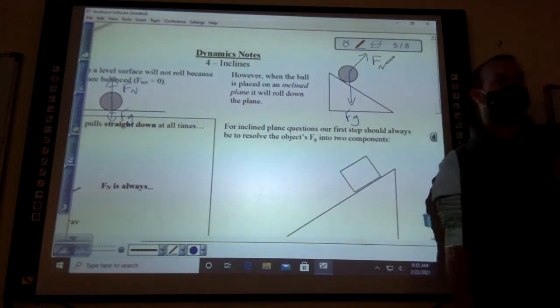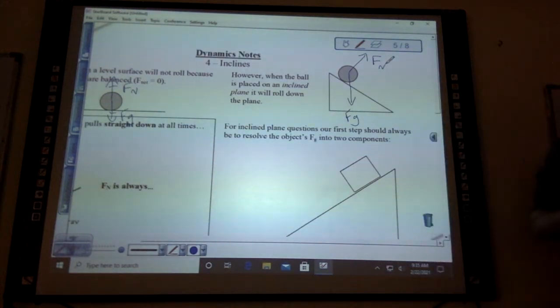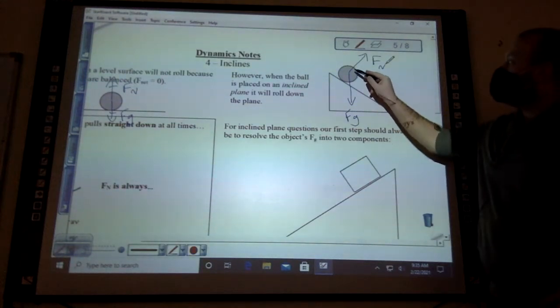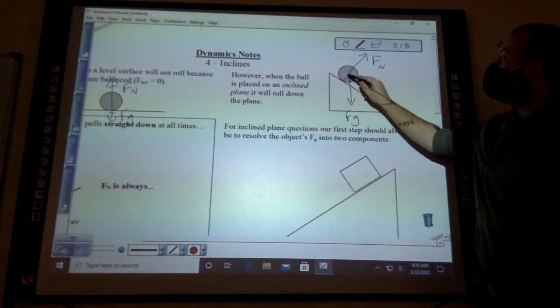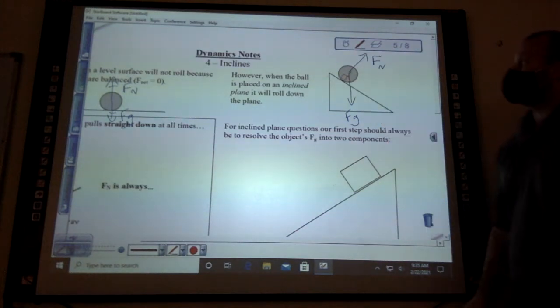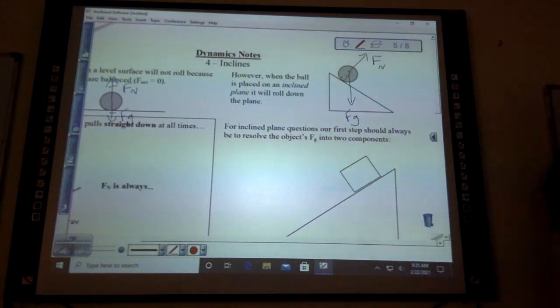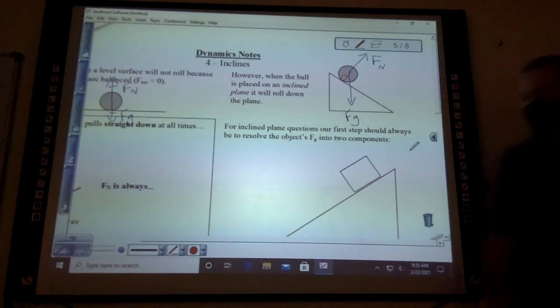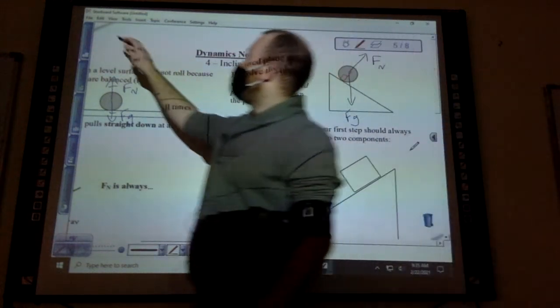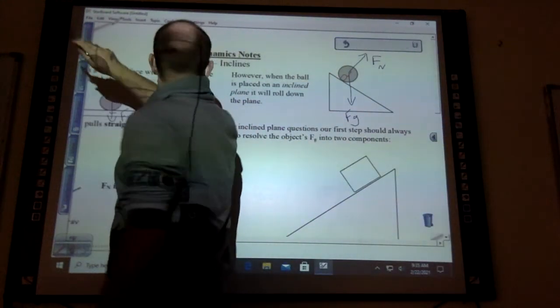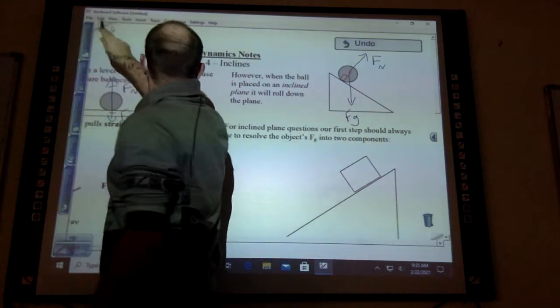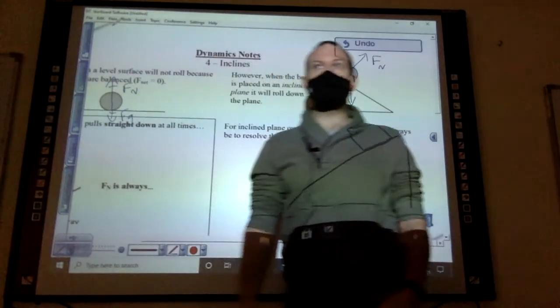So this is what my normal force looks like. It's now at an angle. Notice if I were to extend this down, here's my 90 degrees. So that's where it comes from. It has to be perpendicular to the surface. That's where I get it. But that's where it comes from.